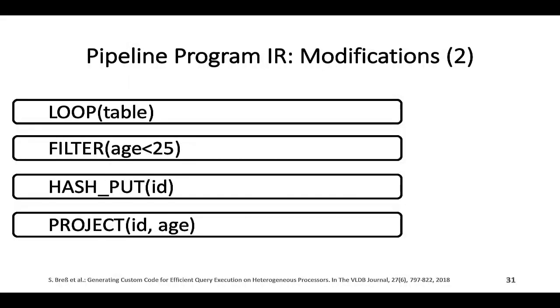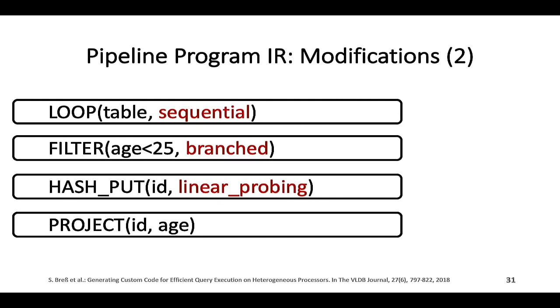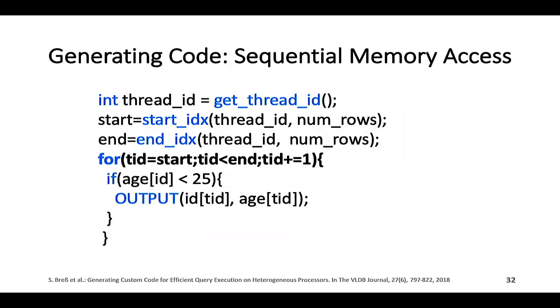Let's have a small example of how we can optimize the pipeline program for CPU. For CPU, I would use a sequential memory access pattern. I would use a branched evaluation if I'm sure that this is a low selectivity predicate. I would use linear probing and a single pass parallelization strategy because that's the most efficient on CPUs. So the target code produced by the simple pipeline program then looks like this.